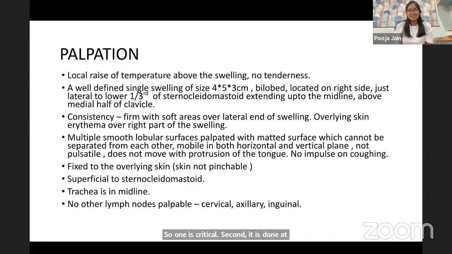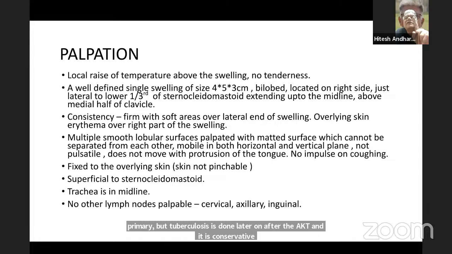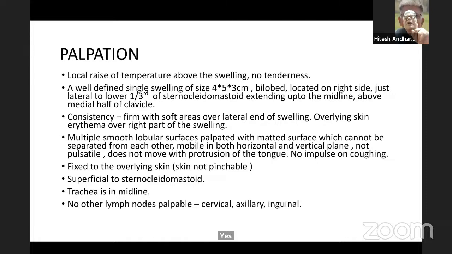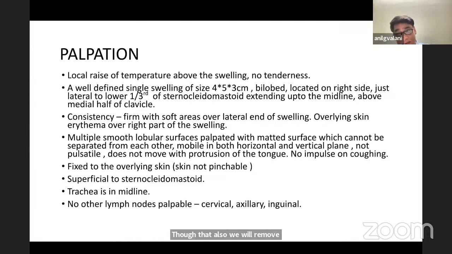I still like to add one thing, sir. In tuberculosis, we will remove the affected nodes, whereas in malignancy, we will remove all the fibrofatty tissue around the vital structures, which we think can be involved in that disease. Exactly, like the IJV, radical. All fibrofatty tissue which is not enlarged, that also we will remove. Exactly, correct. For a CA breast, if you are doing MRM, even if axillary lymph nodes are not enlarged, we still remove all axillary lymph nodes in a classical operation.